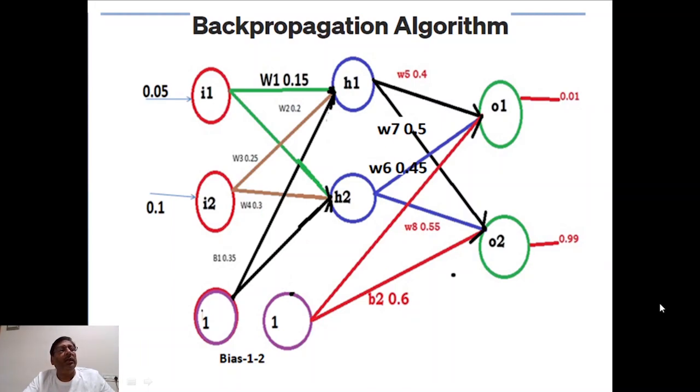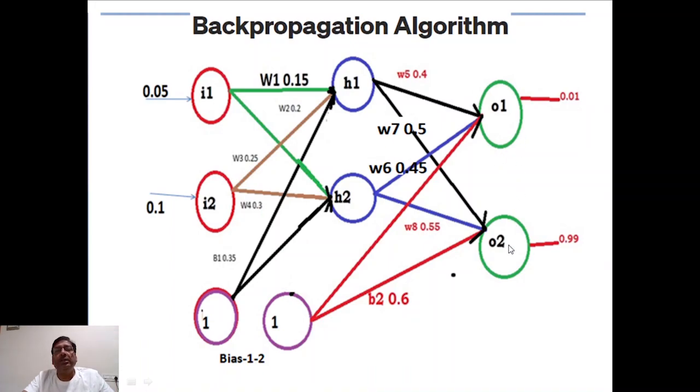In this algorithm, we are going to train our network by giving an input pattern where the output is known to us. We are going to consider three main layers: an input layer, represented by I1 and I2, having two nodes; then a hidden layer with nodes H1 and H2; and then an output layer where the nodes are represented by O1 and O2.